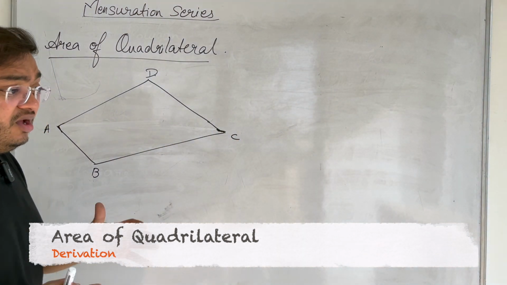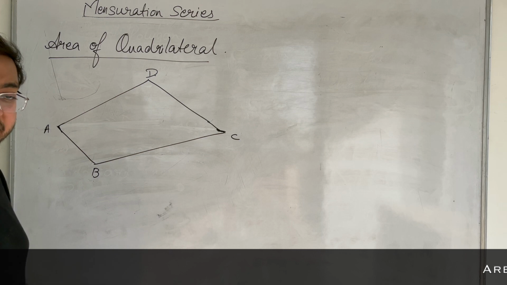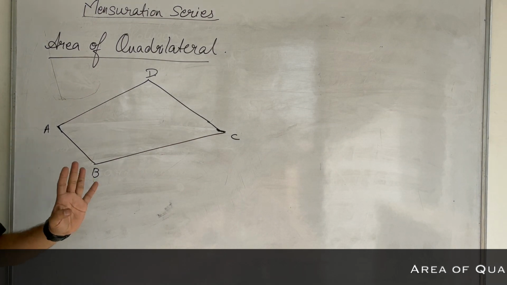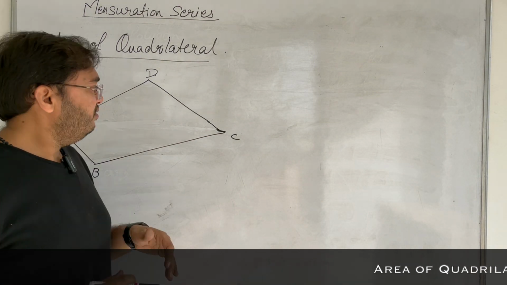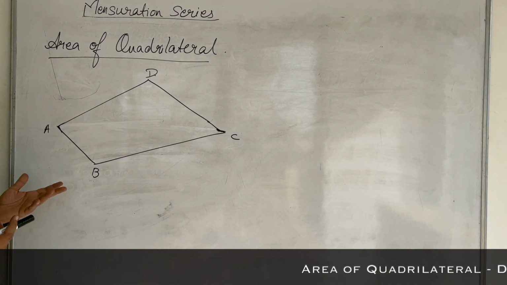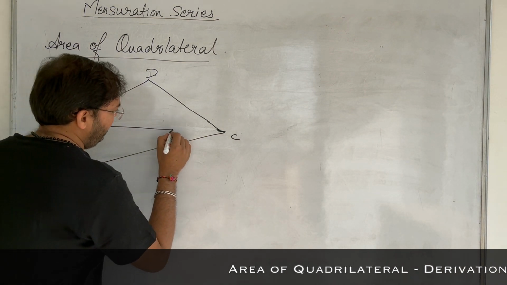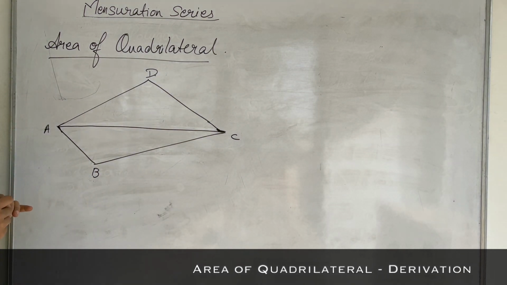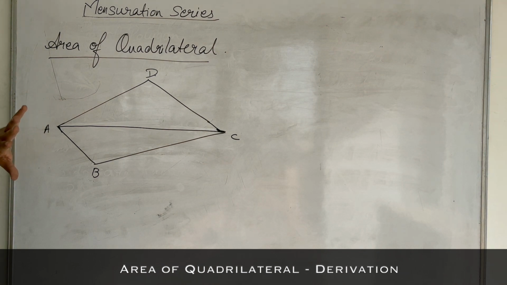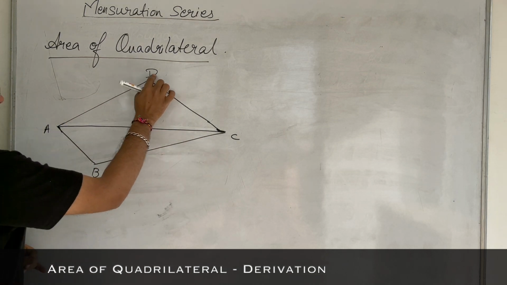Before starting this, let us first derive the formula, how the area of quadrilateral formula came into the picture. AB, BC, CD and AD. This is the 4-sided figure which we call a quadrilateral. If I want to find this area, this is irregular because it is not a rectangle, it is not a square. So I can divide this quadrilateral into 2 parts, drawing one line which joins the opposite vertices, that is A and C. Now this whole quadrilateral has been divided into 2 triangles, triangle ABC and triangle ADC.